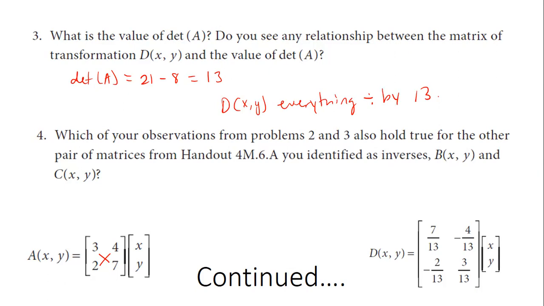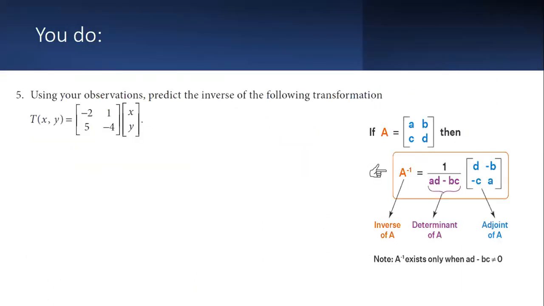Okay, so it says, which of your observations from problems 2 and 3 hold for other pairs of matrices? We didn't do this part, so we're just going to cross that out. I shortened our notes. All right, so in conclusion, we should have created a formula, and here's the formula that we create to find the inverse of a matrix.